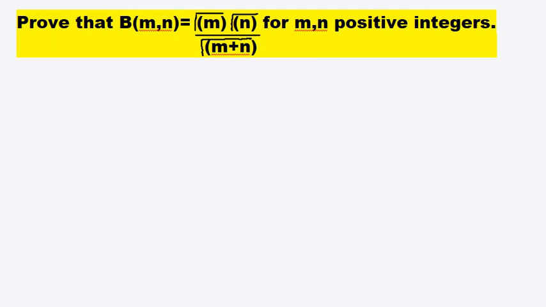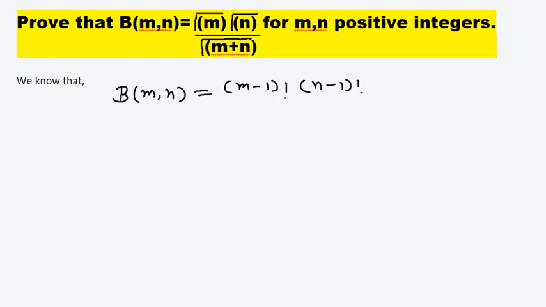In this session, we will discuss the proof of the relation between the beta and gamma functions. Here we know that beta of m comma n equals factorial (m minus 1) times factorial (n minus 1) upon factorial (m plus n minus 1). It is our equation 1.